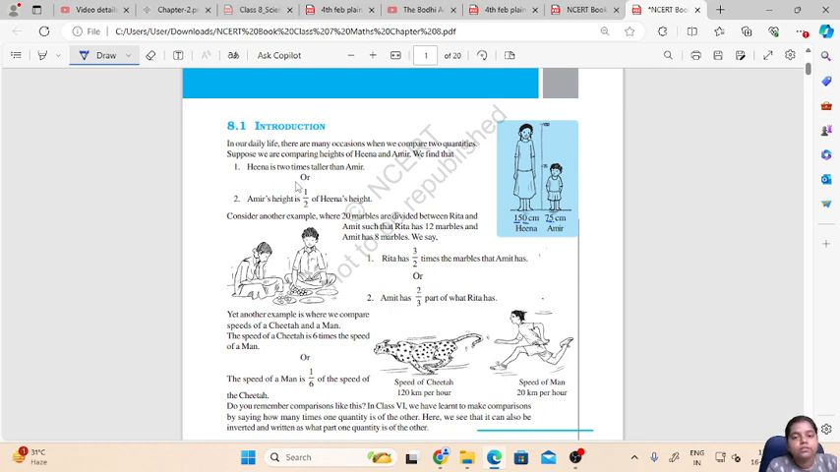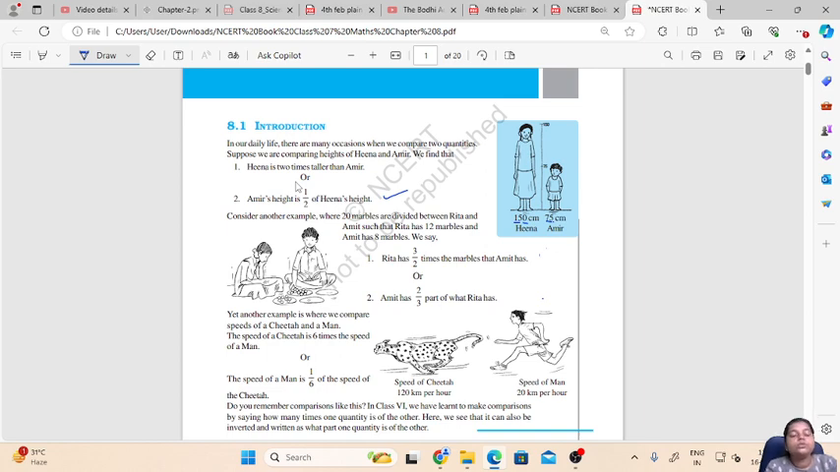So here how can we compare this? In two ways we can compare. Hina is 2 times taller than Amir, because 75 is half of 150, correct, and 150 is double of 75. So Hina is 2 times taller than Amir. And the other way we can compare it is like this: Amir's height is half of Hina's height.